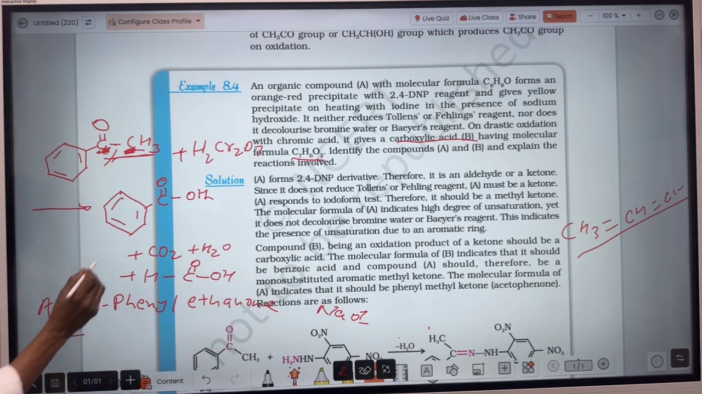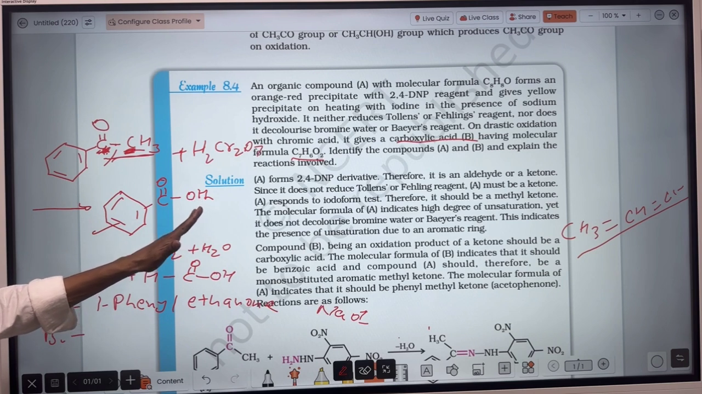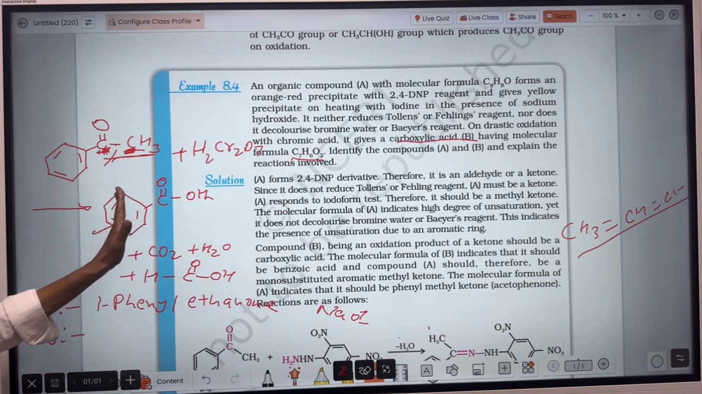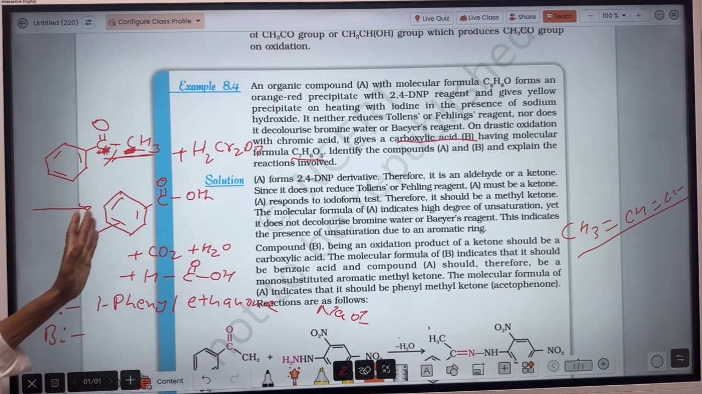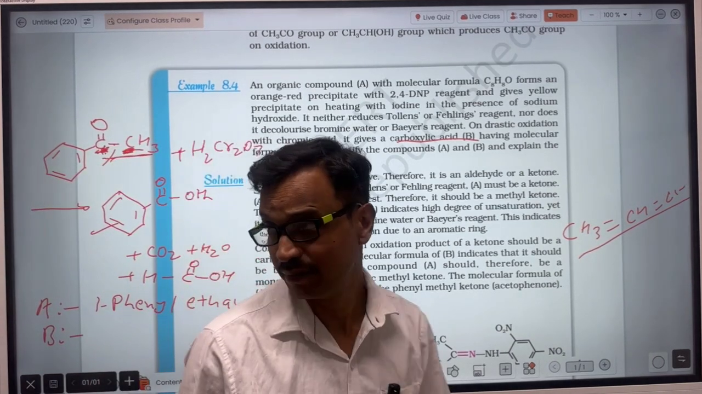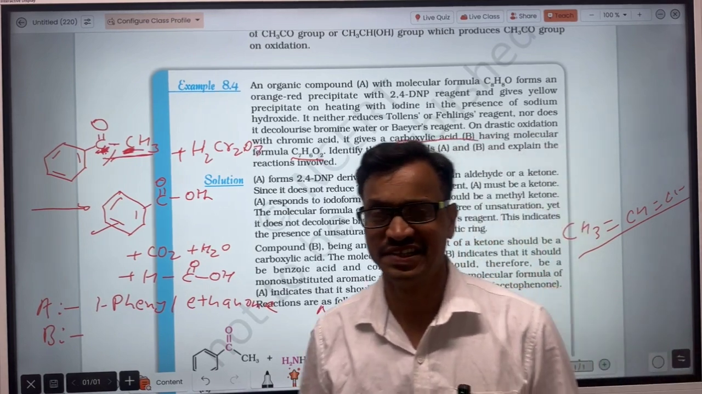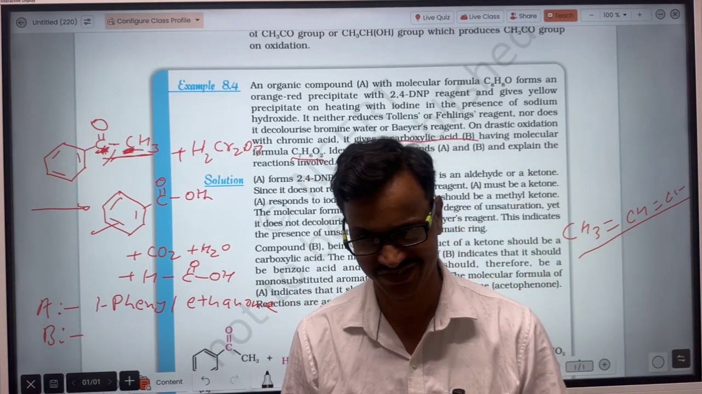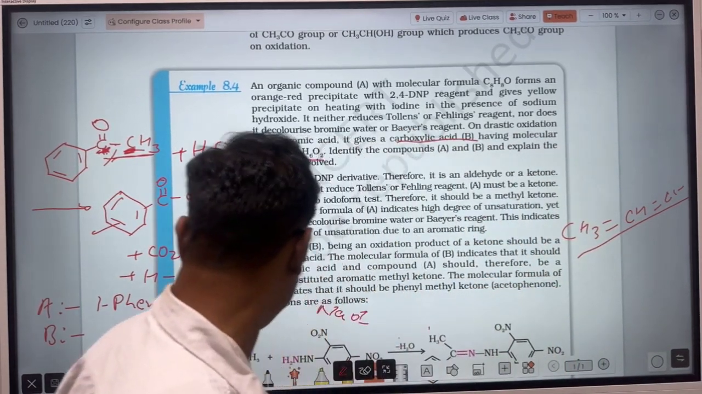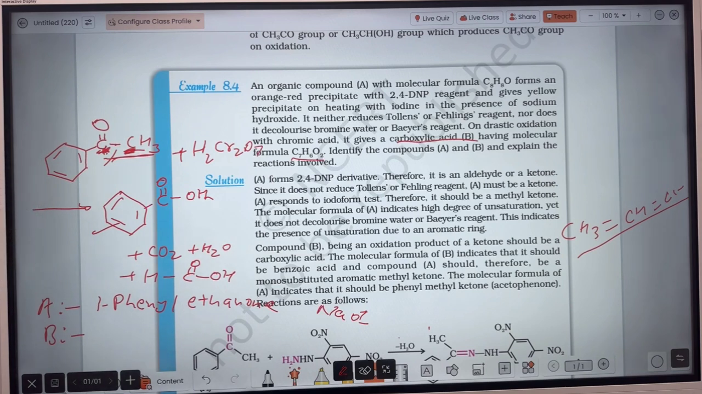And what is B? B over here, this one? It is benzene carboxylic acid, you write, or benzoic acid, whatever you would like. That is benzene carboxylic acid or benzoic acid, whatever you would like to write, you may write. So here B is benzoic acid.